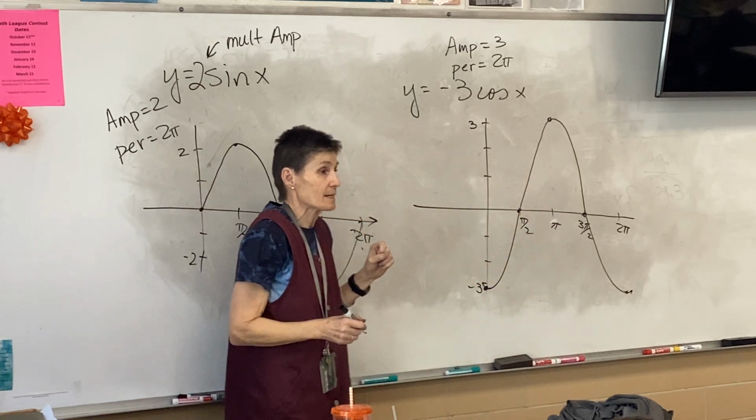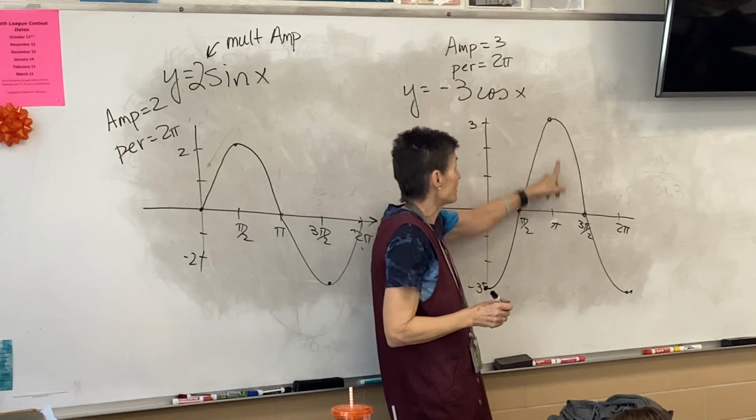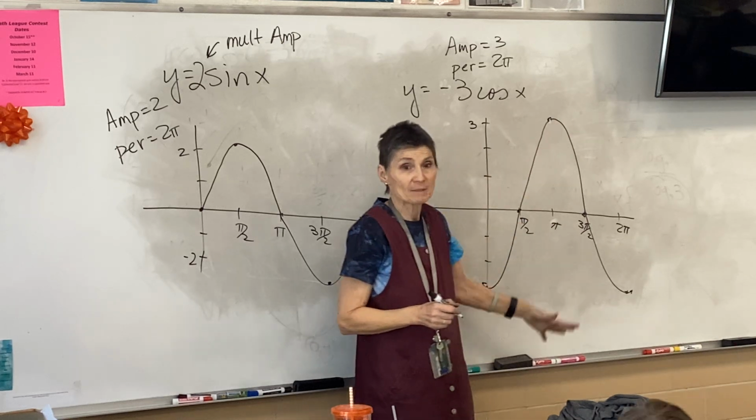Amplitude is positive because amplitude is height. So isn't the height of the scale still 3? Yeah. It just happens to be upside down.